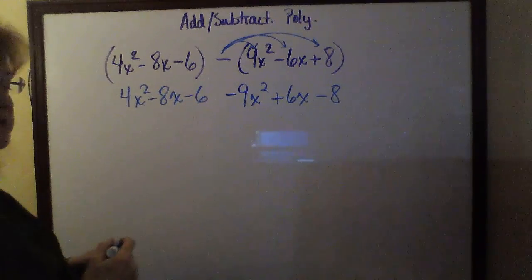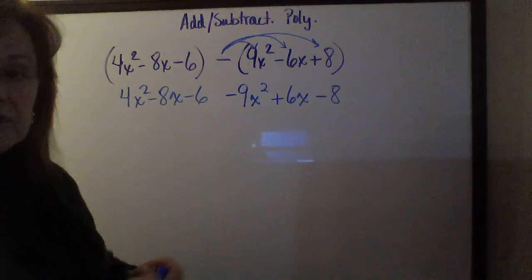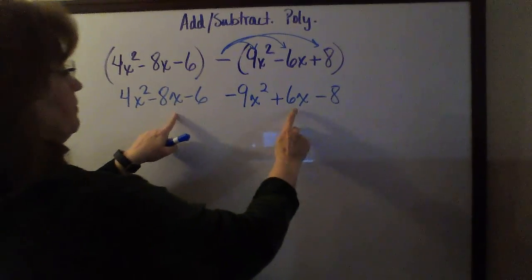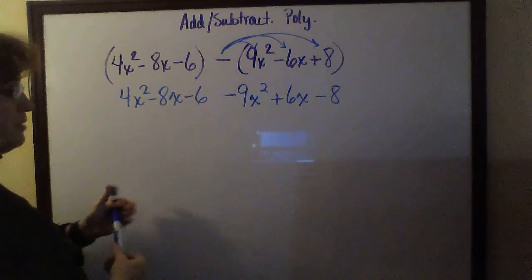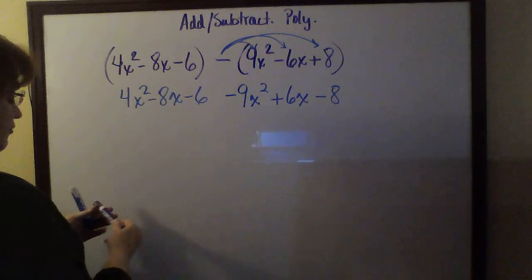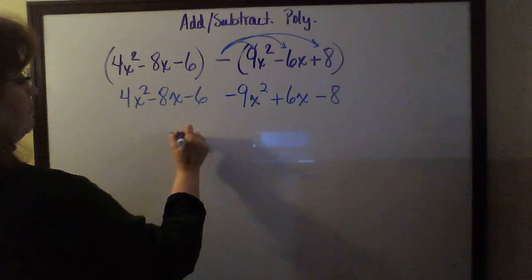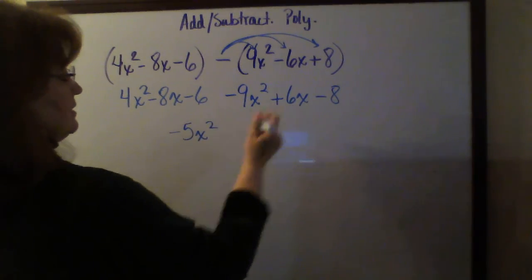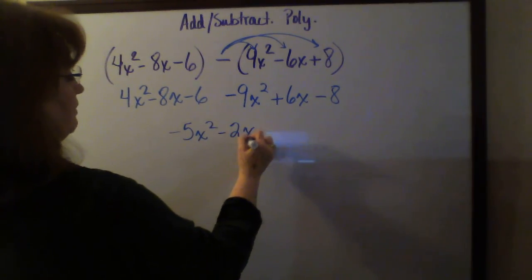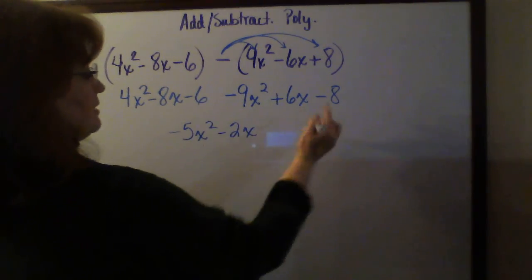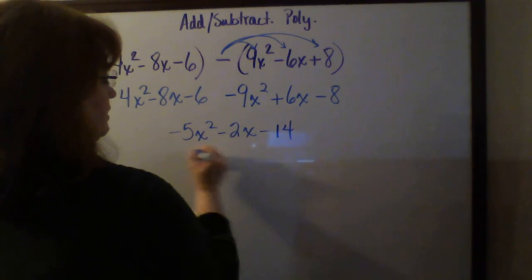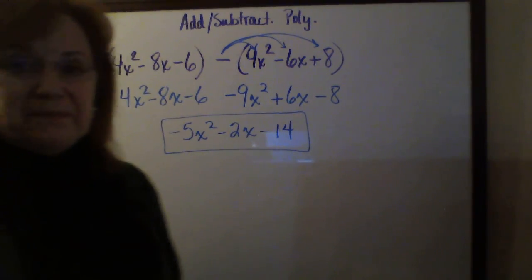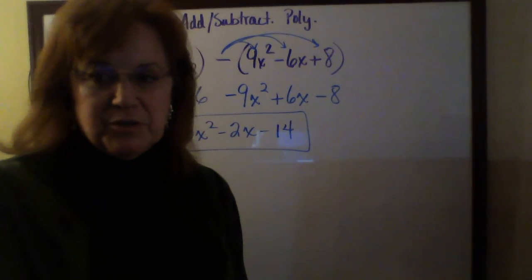Okay, so I have 6 terms. I have 3 pairs of like terms. Okay, and I need to just look at the numbers to combine them. So 4 minus 9 today is -5, and I have x squareds. -8 and 6 is -2 of them, of the x's, and then -6 and -8 is -14. That's as far as you can go. All right? Hope you do well on those.